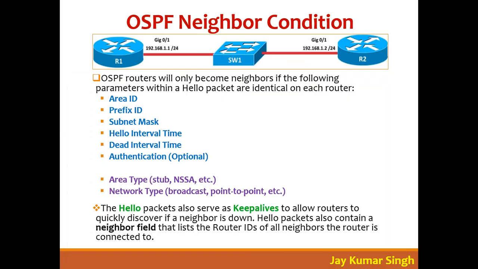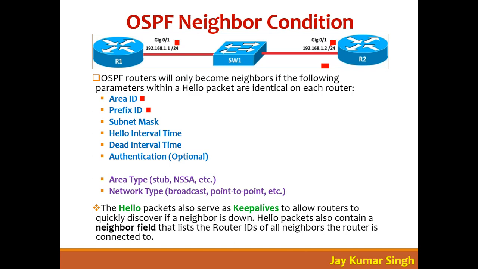Okay, OSPF neighboring conditions. If a router wants to be a neighbor of another OSPF router, it has to follow some criteria. Area ID must be the same. Prefix must also be the same. Prefix must be the same means the subnet mask you are using on both routers' exit interfaces connecting to the neighbor must be the same. It's not like EIGRP.